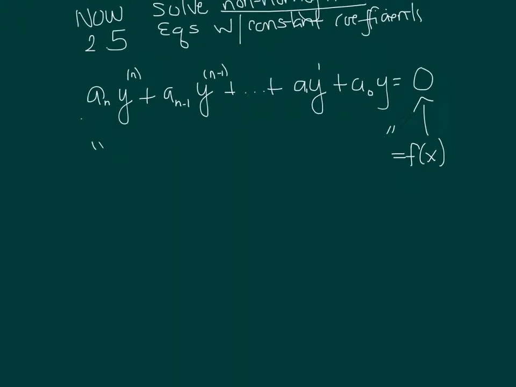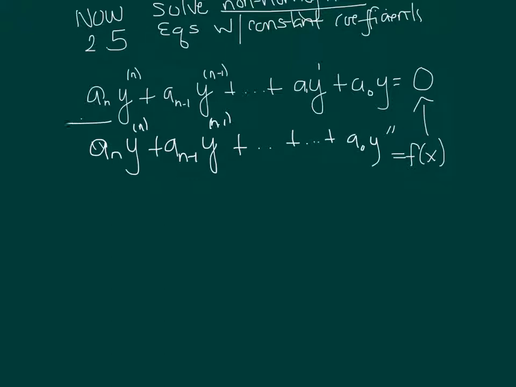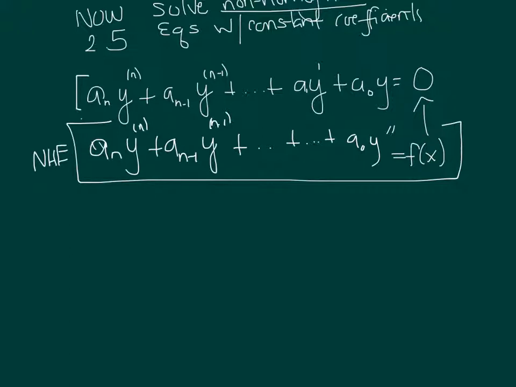We're going to be given a_n y to the n plus a_(n-1) y to the (n-1) plus dot dot dot plus a_0 y. So this is our NHE, the non-homogeneous equation, and this guy is our homogeneous equation. There are 3 steps to this. We call it the method of undetermined coefficients because we're going to find these specific coefficients.